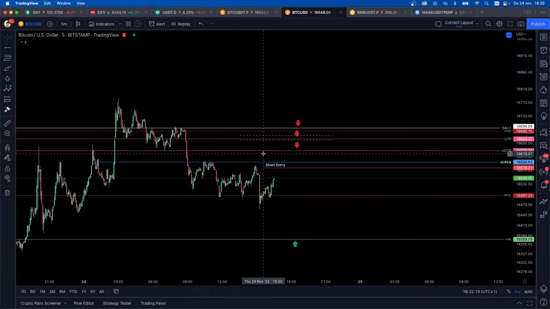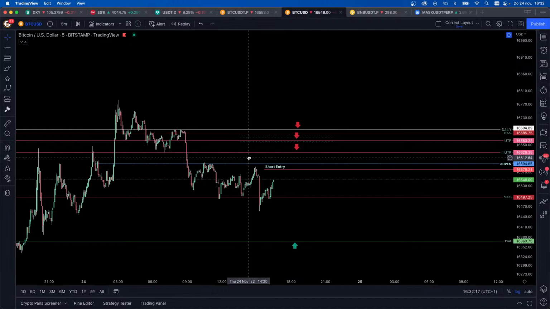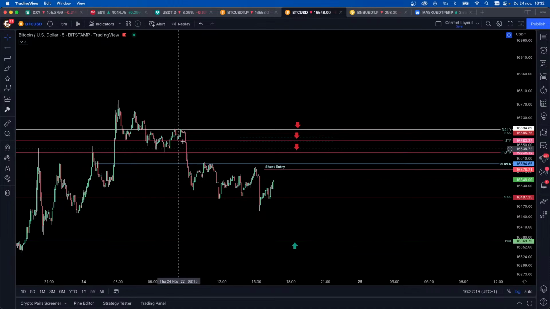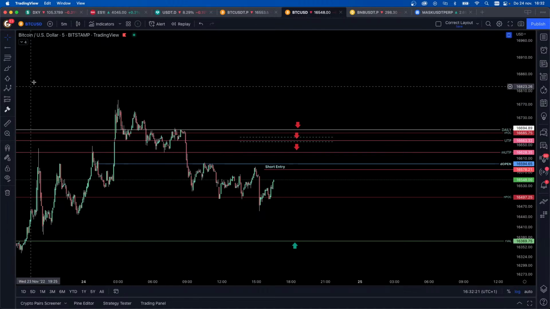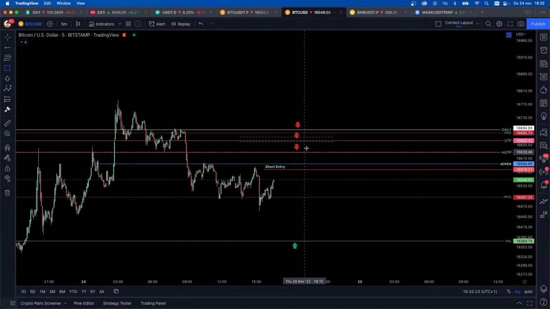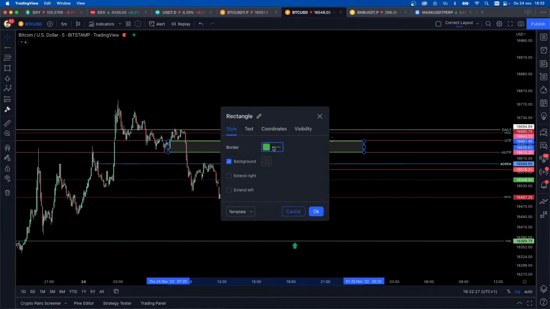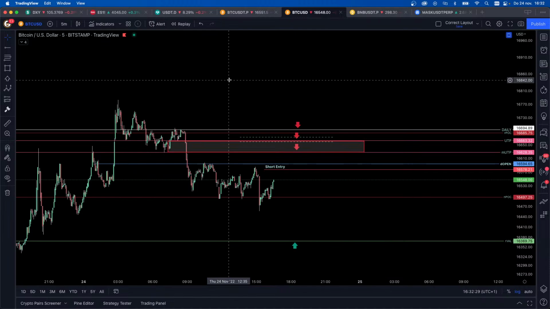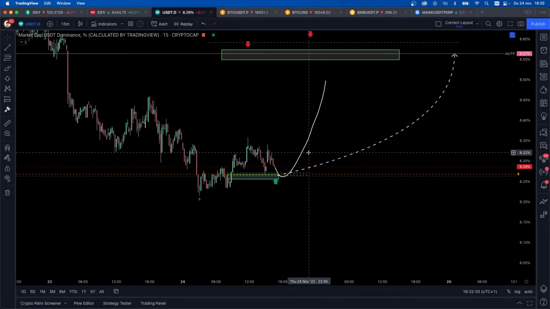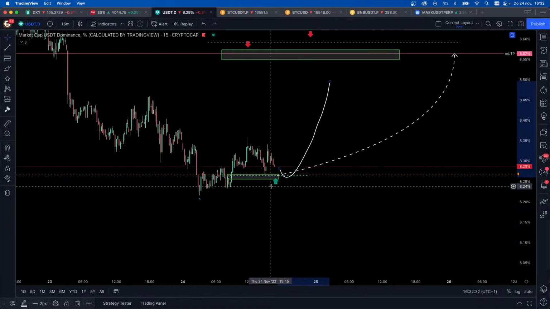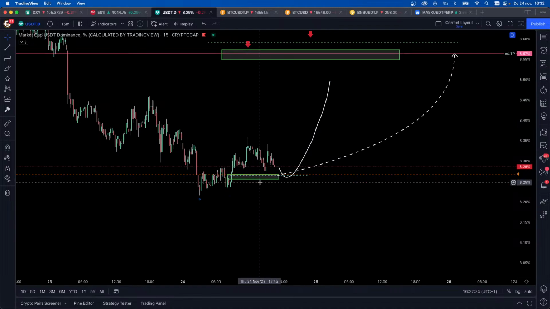And then what will I do if it goes higher? I will look for price to reject this region over here. And I will look if USDT bounces at my region. If that happens, I will add to my short.